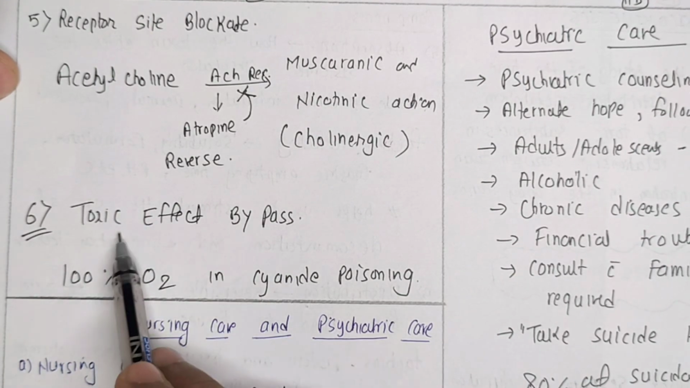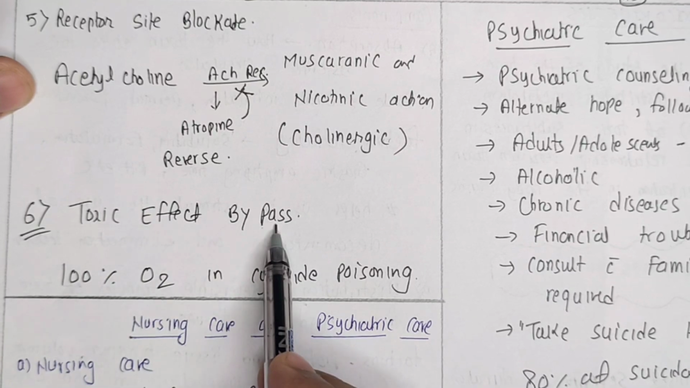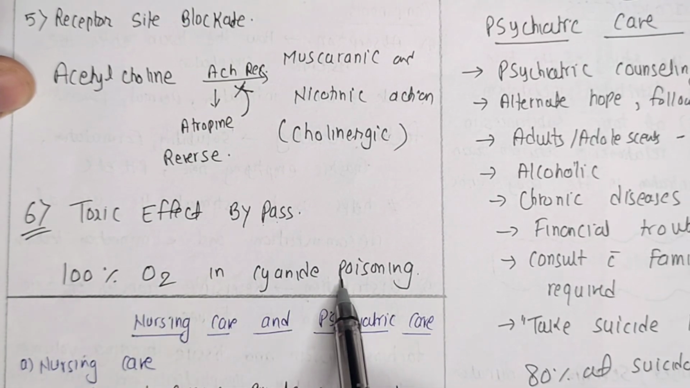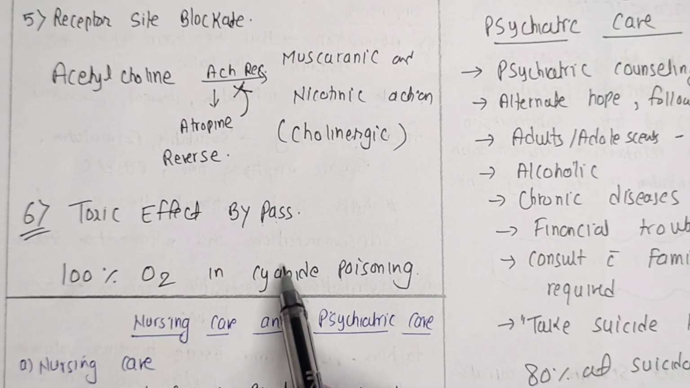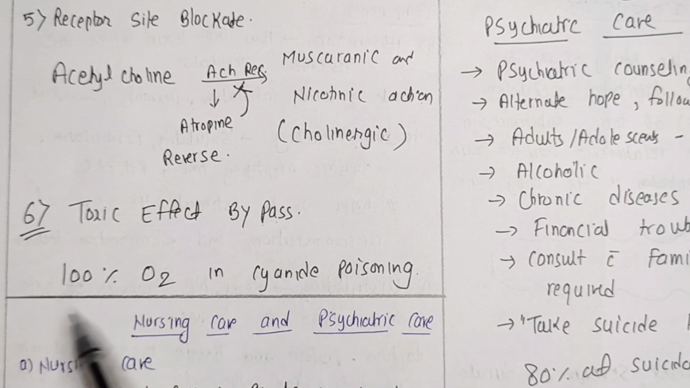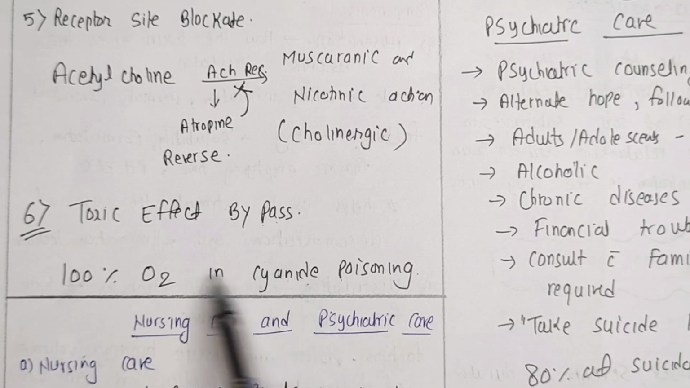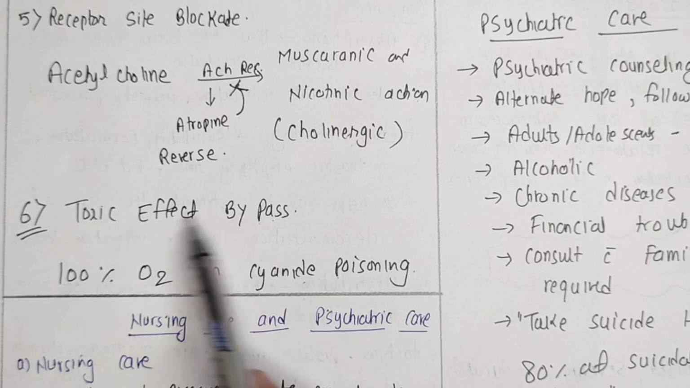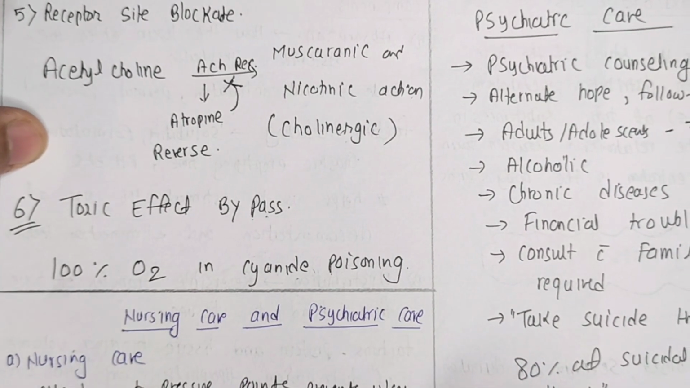And our last mechanism is toxic effect bypass, where we bypass the toxic effect of the poison. For example, if we supply 100% oxygen in cyanide poisoning, cyanide has the property that it blocks the supply of oxygen. Now we are giving a higher concentration of oxygen. Even after the blocking, the oxygen is so much that it goes and does its work. So we are bypassing the effect of cyanide. This is called the toxic effect bypass mechanism.